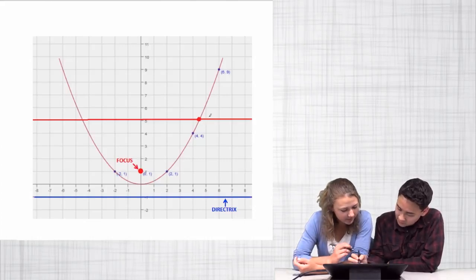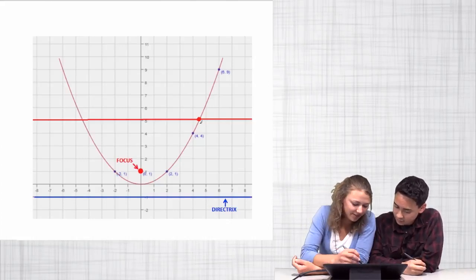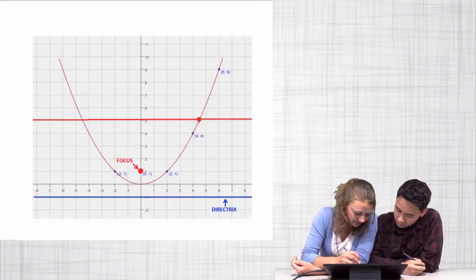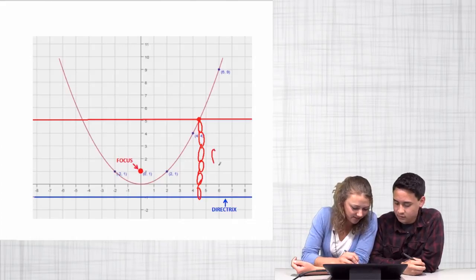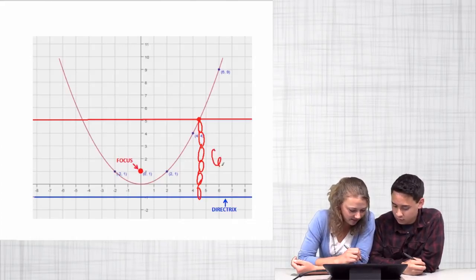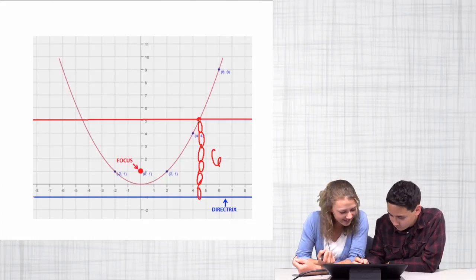Well, let's see how many spaces this is away from the directrix. Okay, so just color it. 1, 2, 3, 4, 5, 6. So it's 6 units away from our directrix. So we want to see that it's 6 units away from our focus.